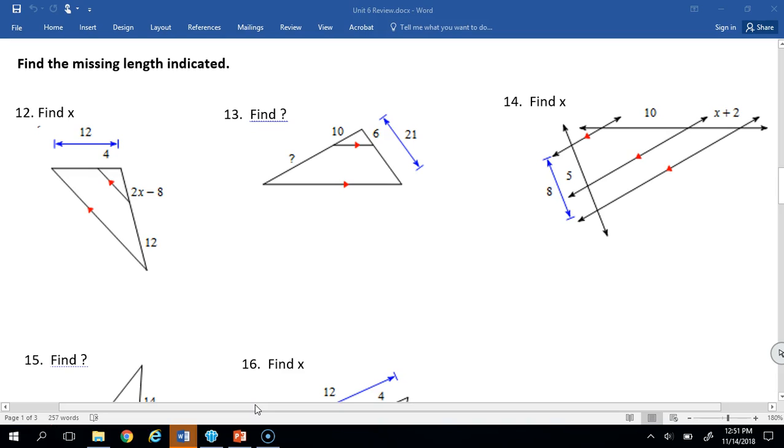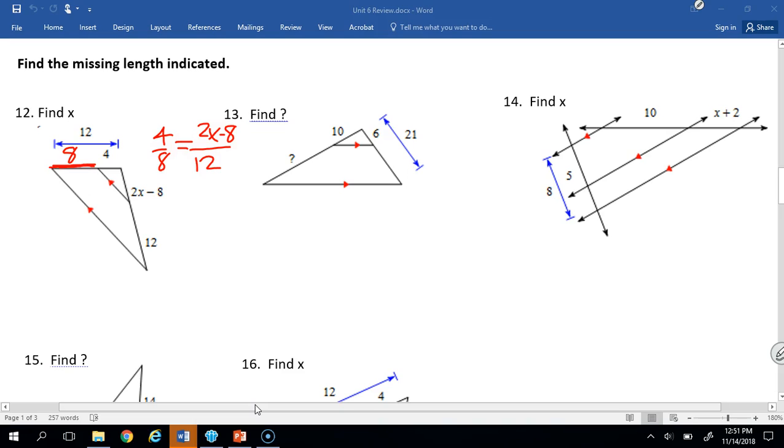So this next set of problems says, find the missing length indicated. So on number 12, one of the things we need to notice is that we have a line inside the triangle and then a side of the triangle that are parallel. That means that we have ratios that are automatically set up. The first thing I'm going to do is find this part right here. And to do that, I'm going to subtract 4 from 12. That means that part right there is 8. Then I'm going to go ahead and set up my problem as a ratio of 4 over 8 is equal to 2x minus 8 over 12.